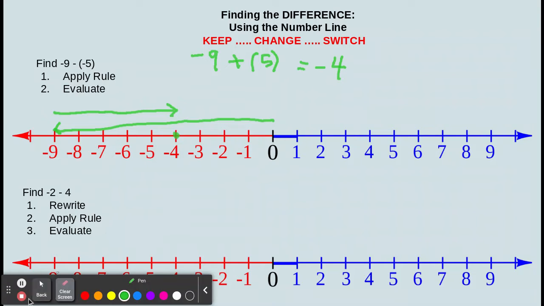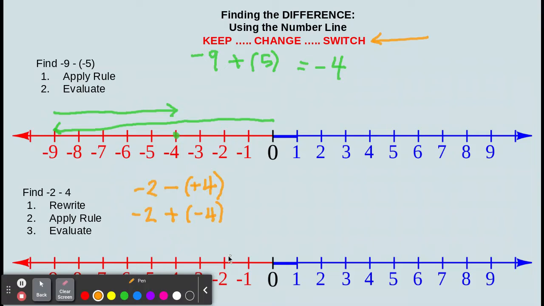All right. Now here we're going to do another one. This one looks a little different, right? It says negative 2 minus 4. Well, we're going to rewrite this so it's in a form that we can use our rule. So we do negative 2 minus a positive 4. That's the same thing as this. But now we can apply our rule. Keep, change, switch. So our problem now becomes negative 2 plus a negative 4.